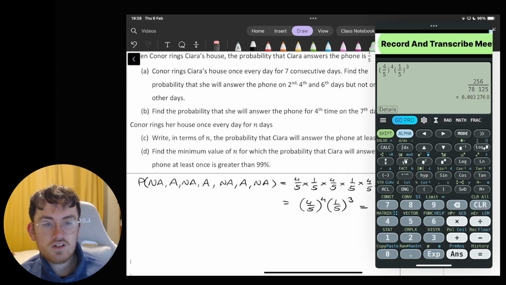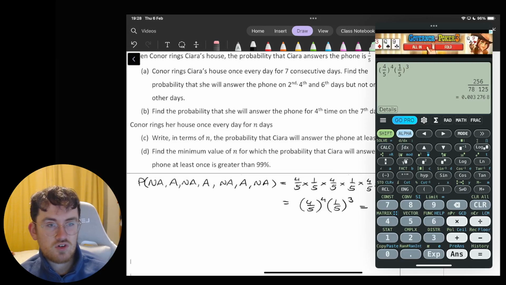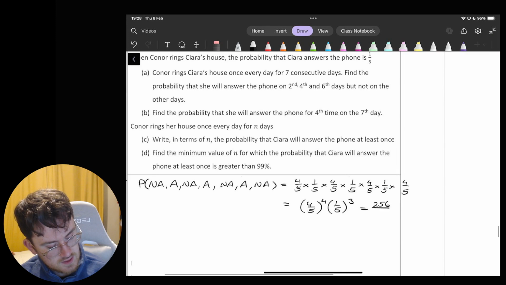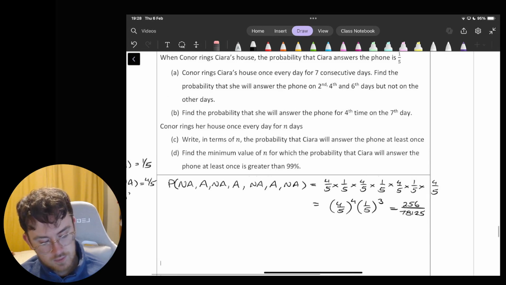And the reason we're not including that is we're not looking for the probability that she answers 3 times across the week and look at every possible way that could happen. We are looking at one distinct version where she answers 3 times. Okay, so that's going to give me 256 over 78125. So quite a small probability there.